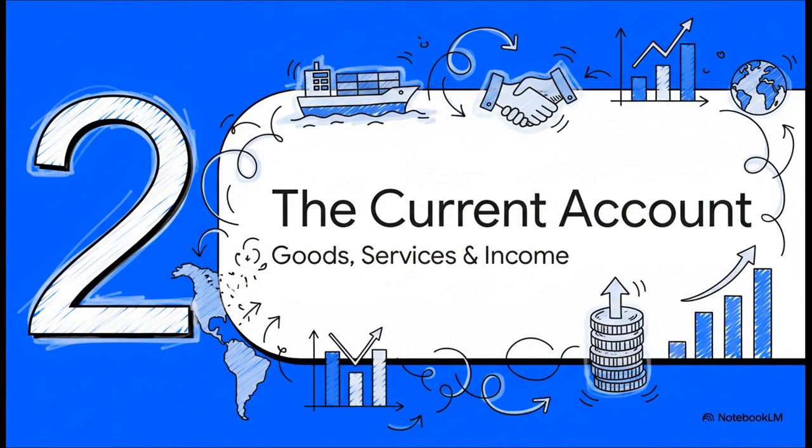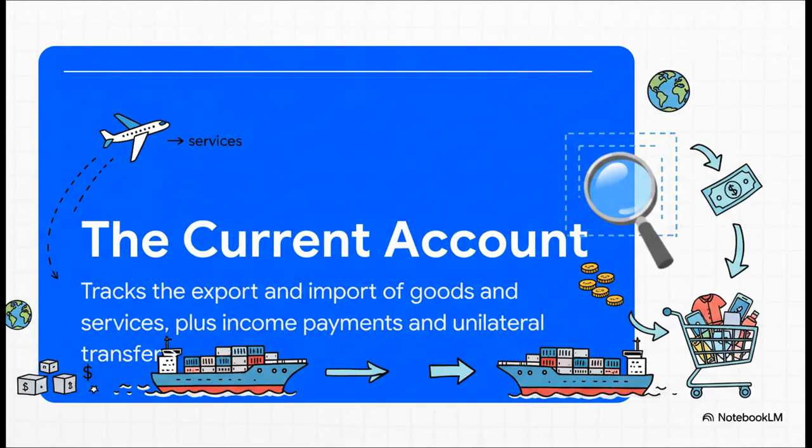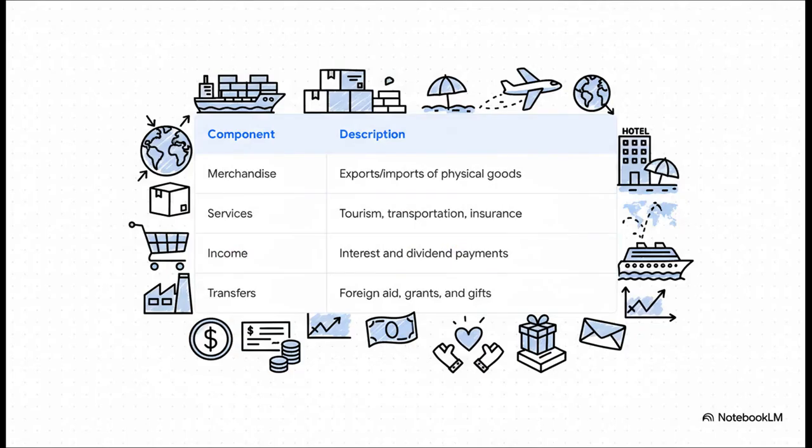Okay, so let's see how this whole credit and debit system builds the first major component of the BOP. This is the current account. And trust me, it's the one you hear about in the news all the time. So what is it? You can think of the current account as the summary of a country's day-to-day business with the rest of the world. It's tracking the value of everything a nation sells to other countries versus everything it buys from them. This table breaks it down perfectly.